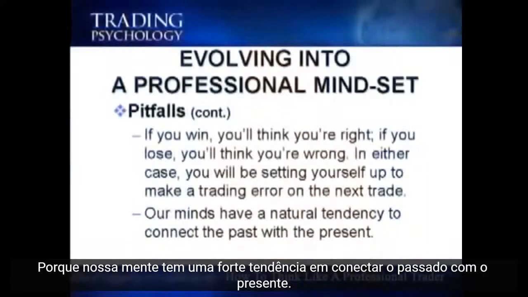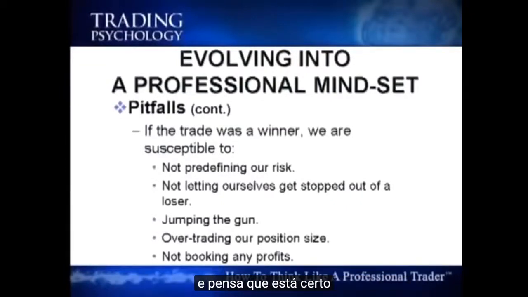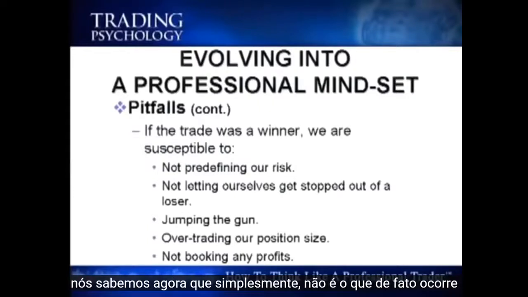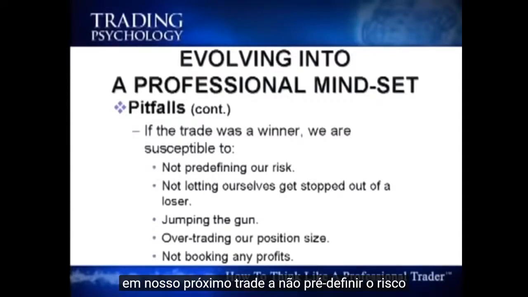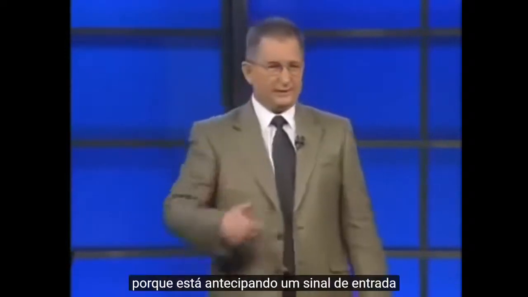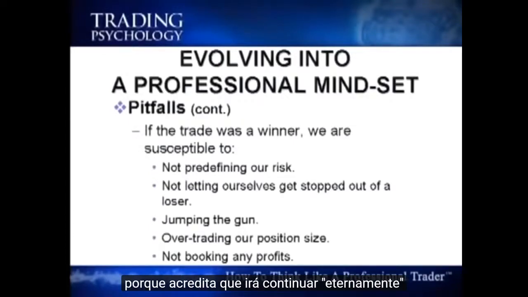Because our minds have the natural tendency to connect the past with the present. If the trade was a winner, in other words, if you're trading from a trade-by-trade perspective, and you think you were right because you won, whatever reason you use, the market seemed to validate that reason. We know now that that just is not the case. If the trade was a winner, we're susceptible to, on the next trade, not predefining the risk. Well, the last one was a winner. I knew for that reason. I knew what was happening. Therefore, the risk doesn't exist. Not letting ourselves get stopped out of a loser. Jumping the gun because you're anticipating the signal. Overtrading our position size. Not booking any profits because you think it's going to go on forever. Is this making sense to everybody?